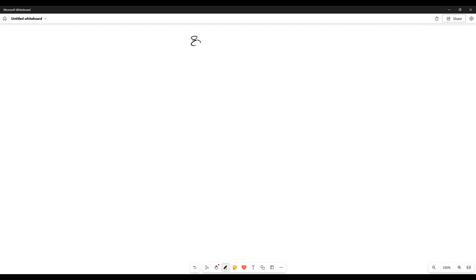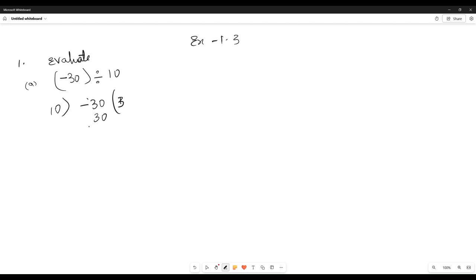Let's start exercise 1.3. The first sum is to evaluate. The first question is minus 30 divided by 10. How do you divide minus 30 by 10? First, leave the sign. 10 threes are 30, so the answer we got is 3. I told you, if you have only one negative sign, in either numerator or denominator, the answer will be negative.